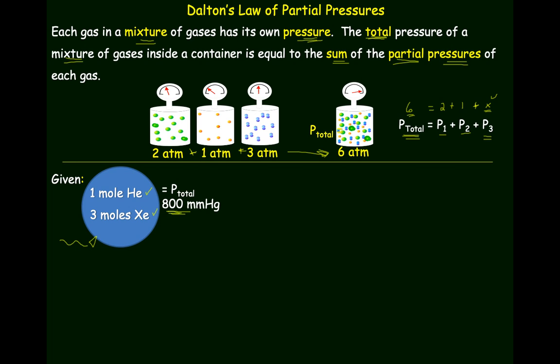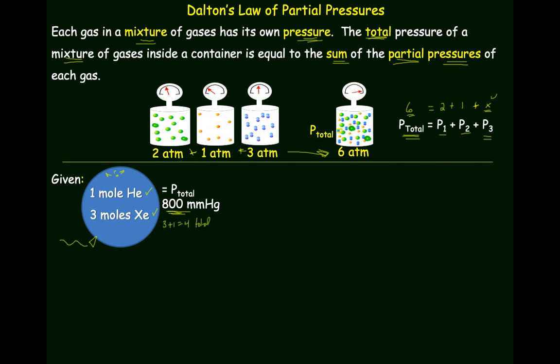Now, I want you to think about this a little bit. Think about the fact that moles is really the number of particles. So you have a number of particles of helium pushing on the walls of the balloon, bouncing off the wall of the balloon. So there's 1 mole of helium, but there's 3 times the particle amount of xenon. So really, together, there are 4 total moles. 3 plus 1 is 4 total moles. Let's keep that in mind.